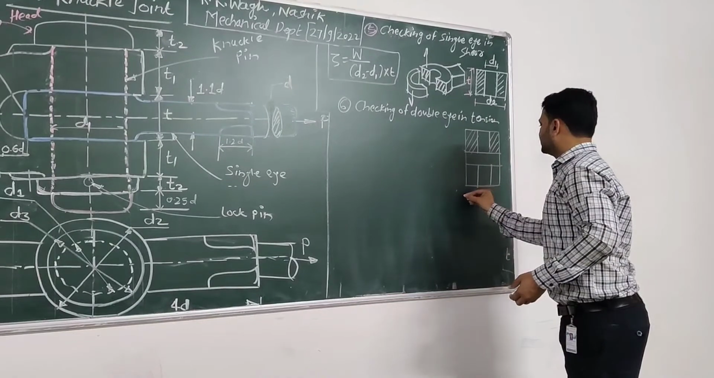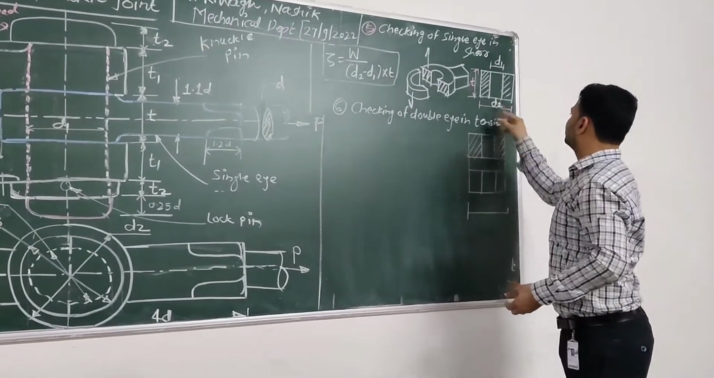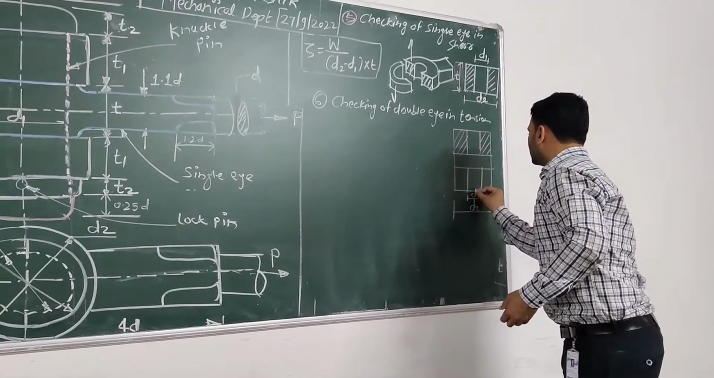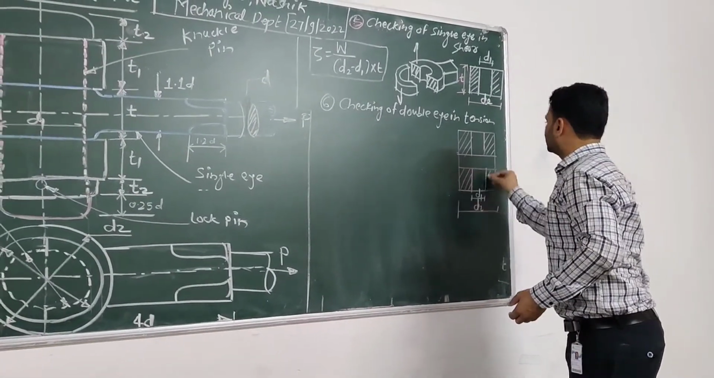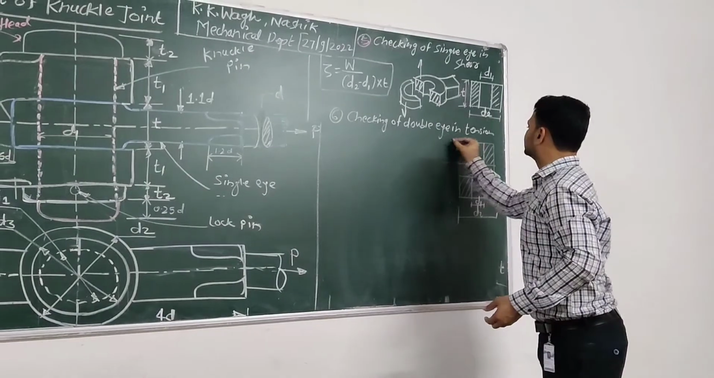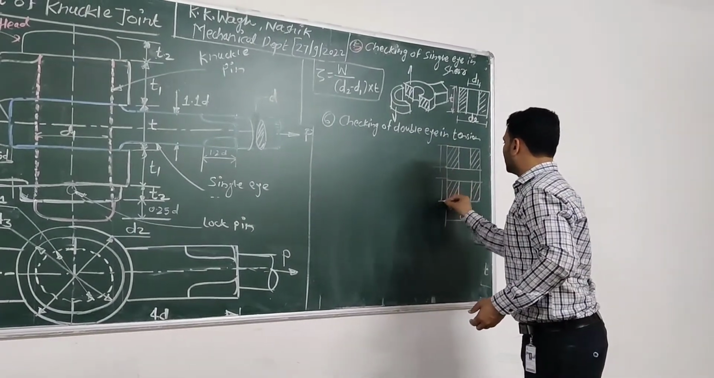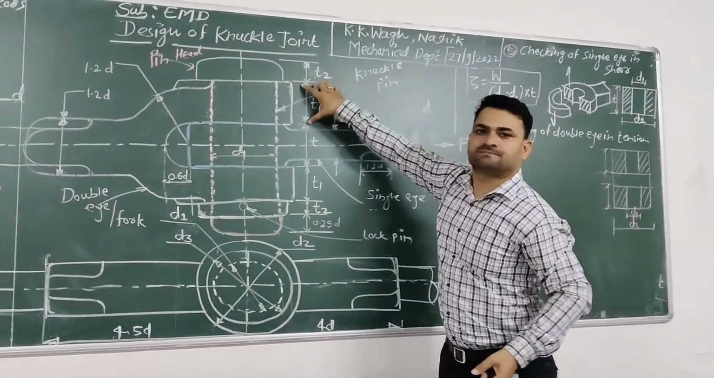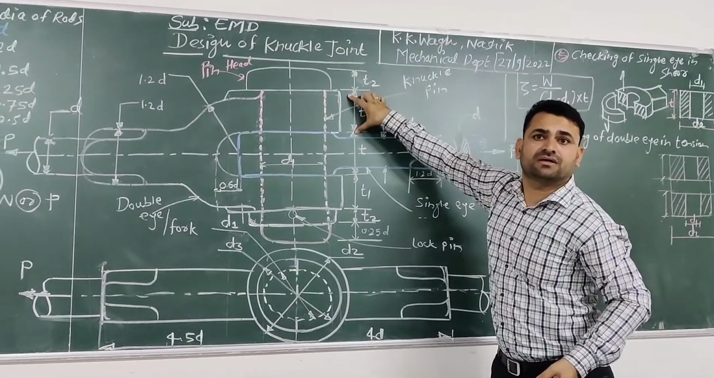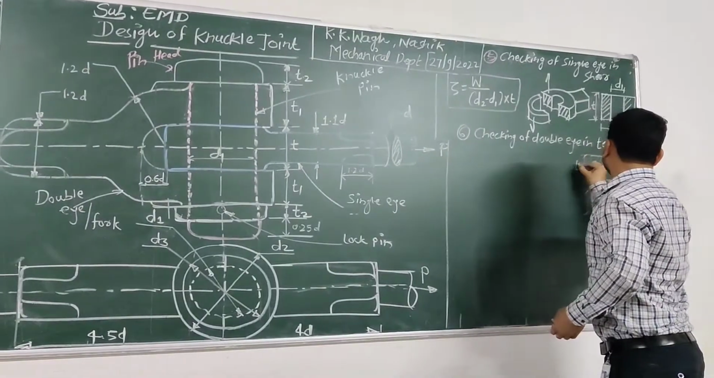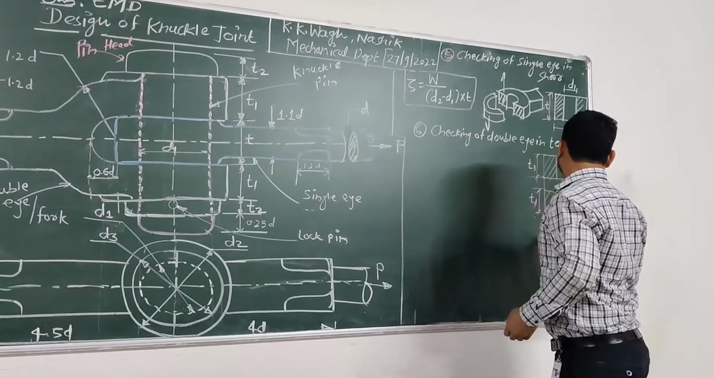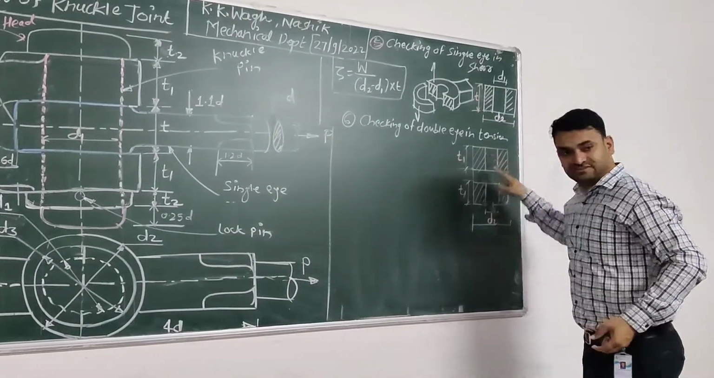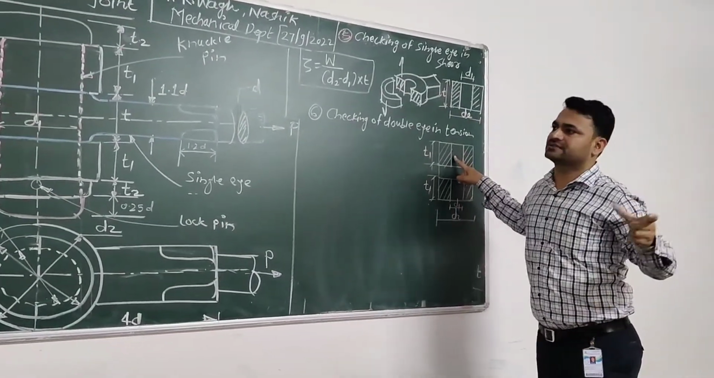Here again, this is the outside dimension. Outside dimension is equal to what? D2. Inside dimension is equal to what? D1. Okay. And this is what? Thickness. Here we have to consider the thickness of what? T1, the double eye. So this is T1, D2, D1, and this is happening twice.